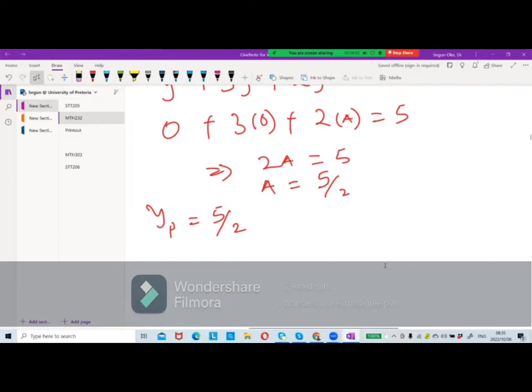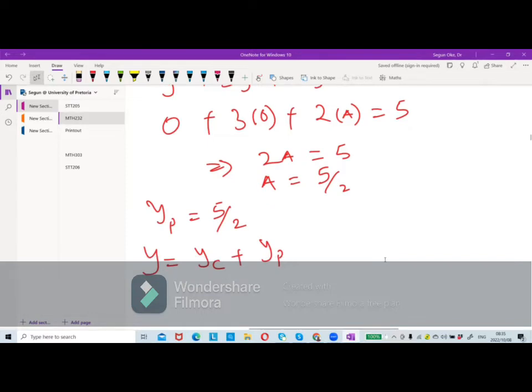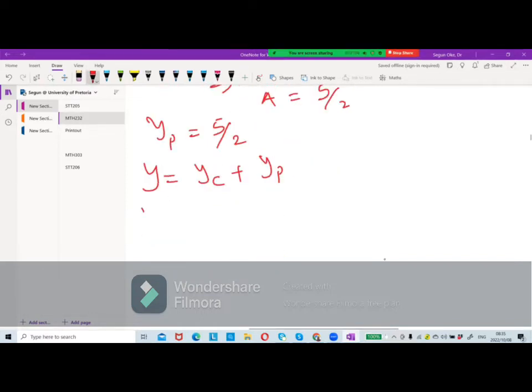Now, is that all? No. You have to go to the general solution. Our general solution says y equals yc plus yp. Now, we can substitute it. What is our yc? C1 exponential minus x plus C2 exponential minus 2x.